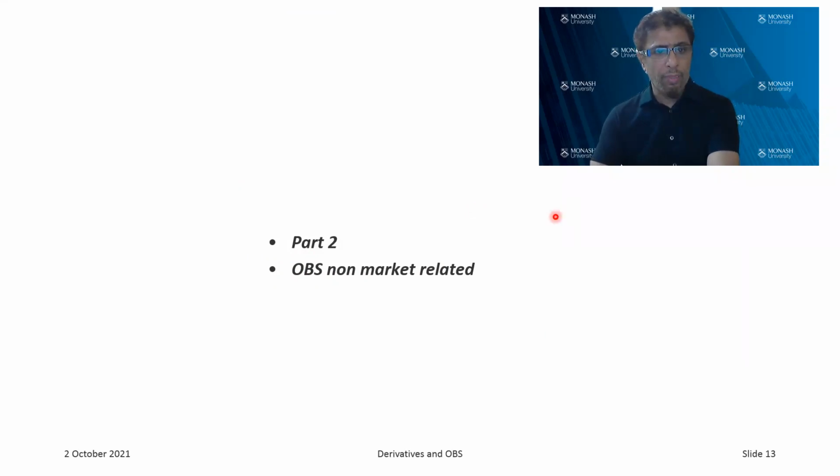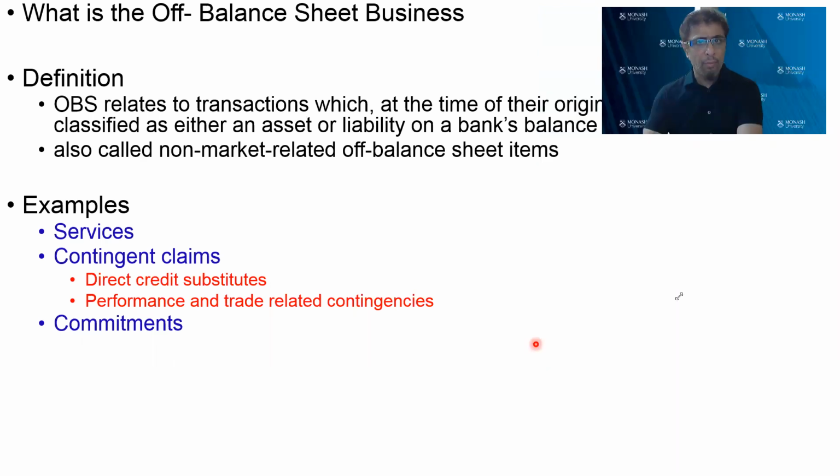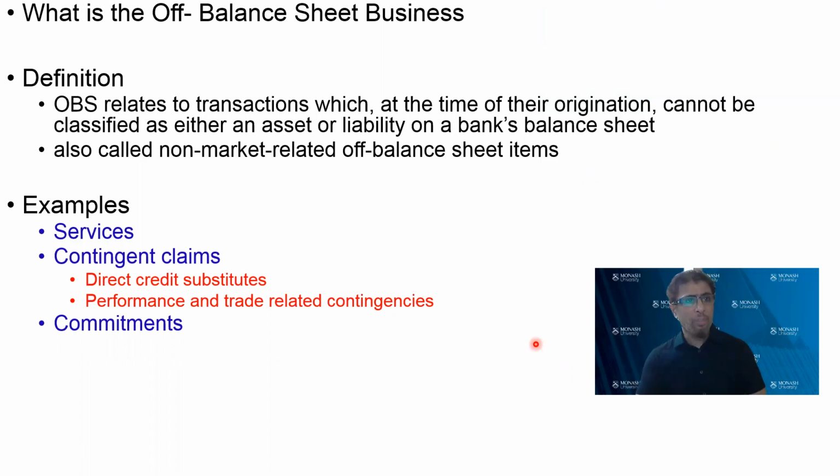So when we talk about this part, actually we want first to define what is the OBS, off balance sheet businesses. OBS related to the transaction, which is at the time of their origination, cannot be classified as either an asset or liability on a bank balance sheet, also called non-market related off balance sheet.